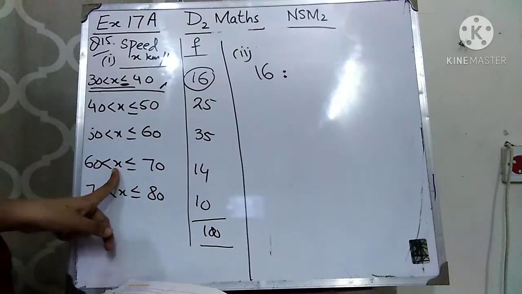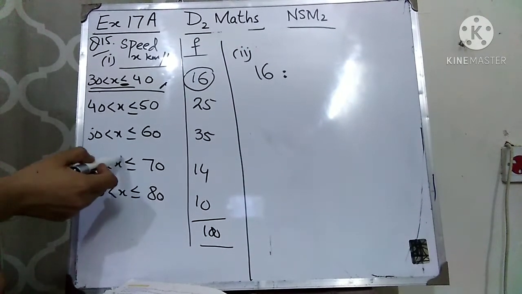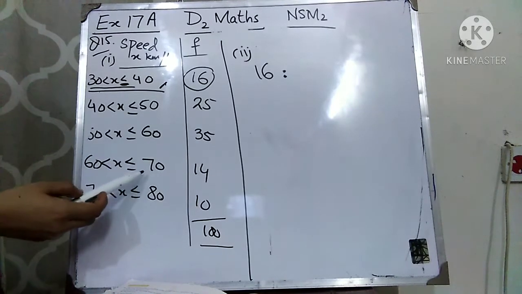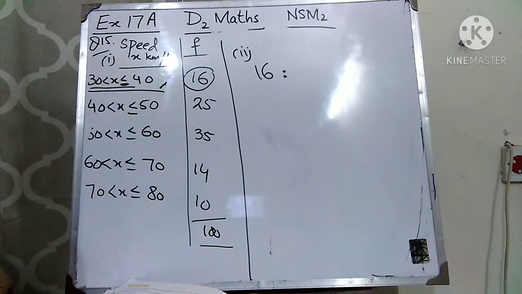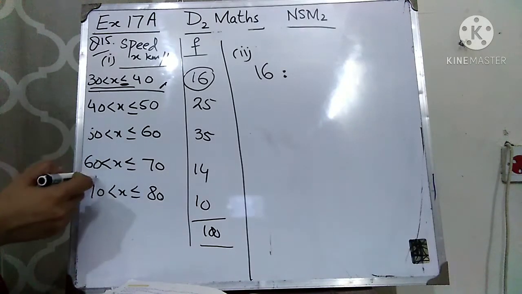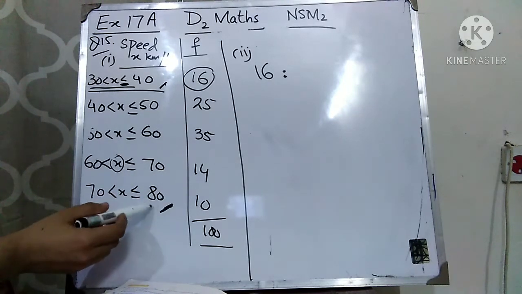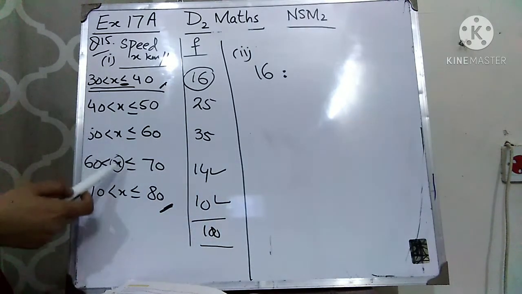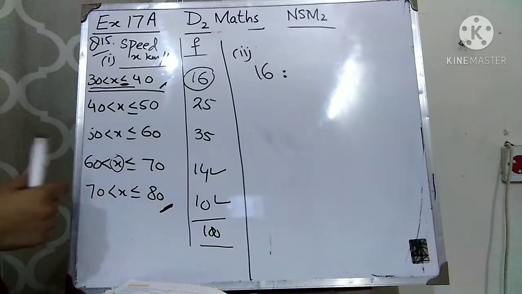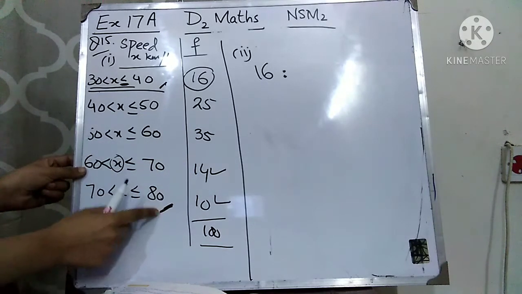And then they are saying, to the number of vehicles which travel at a speed of more than 60 km. So more than 60: here you can see 60 less than x, less than or equal to 70. What does it mean? It means the values are greater than 60 but less than or equal to 70. But in the question they are saying a speed of more than 60 km. So here the speed is more than 60, until 80.